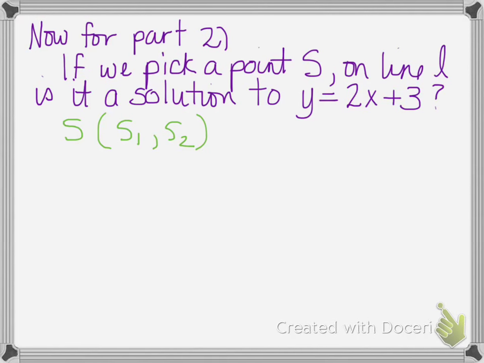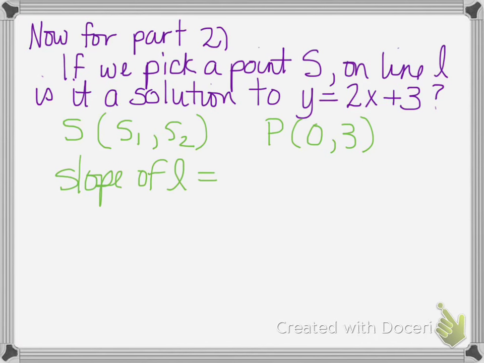Okay, and we're also going to use the point P, which we know is on the line, and the coordinates of point P are 0, 3. So we've got S and P, and we can write an expression for the slope. So the slope of line L in terms of S and P is going to be the difference in the y, which will be S2 minus 3. Here's my y-coordinate S2, and my y-coordinate 3. And then that's going to be over the difference in x, which is going to be S1 minus 0.